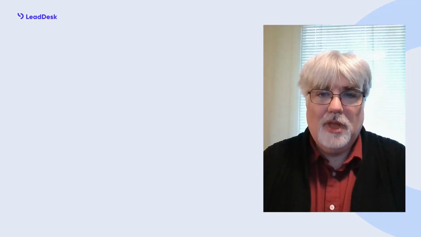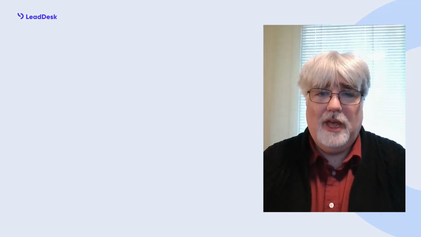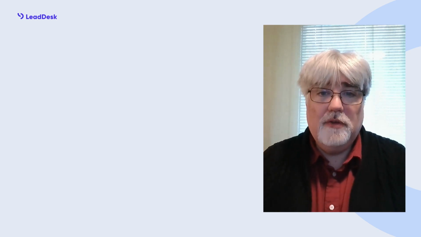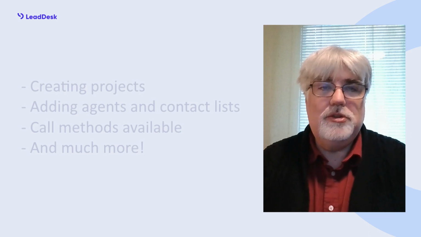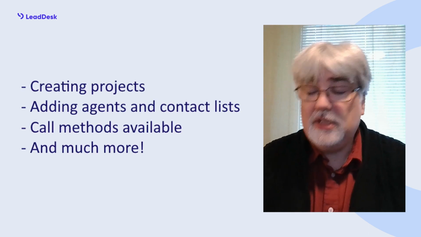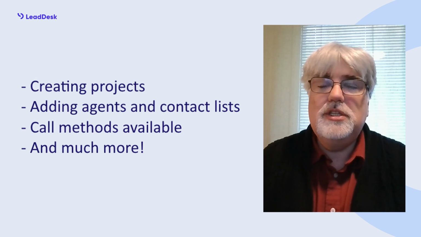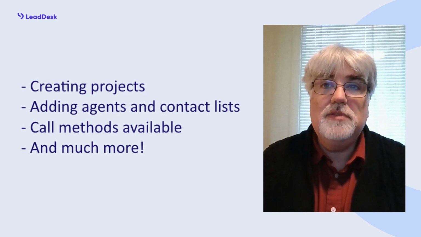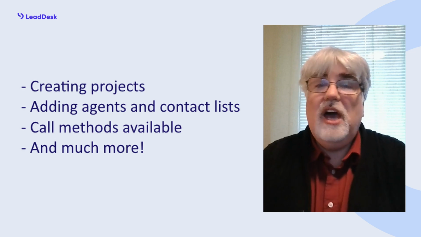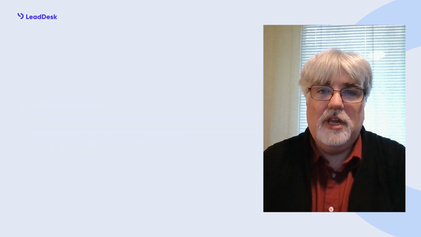And there we go, a lightning tour of projects. There is an awful lot more that we could talk about there, but I think that should give you a grounding on how these work. To sum up, we talked about how to create a project, how to assign agents to it, including access rights, as we've just seen. We talked about how to choose which contact lists are available for our project, what calling methods agents will use, and we had a look at some of the other optional settings that are available for your projects.